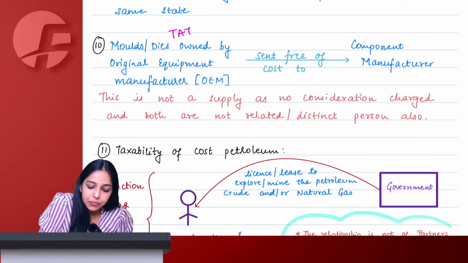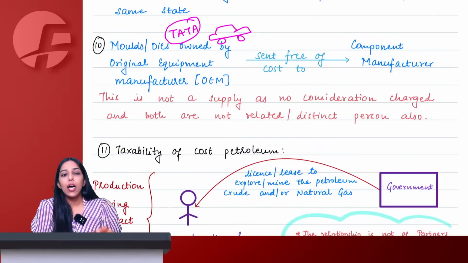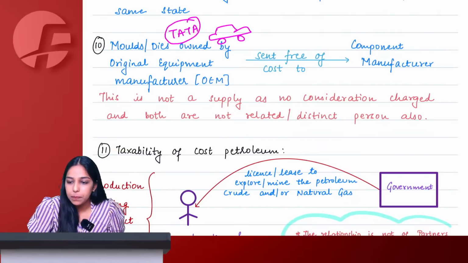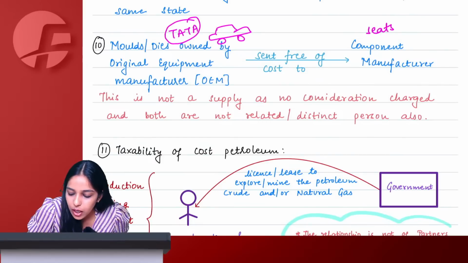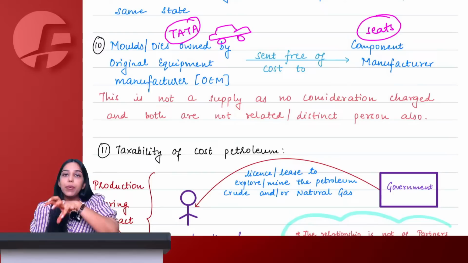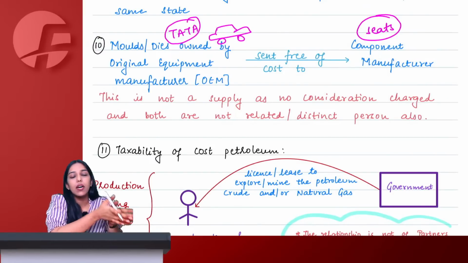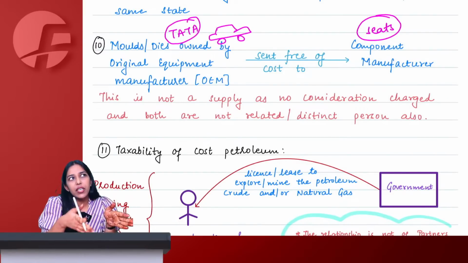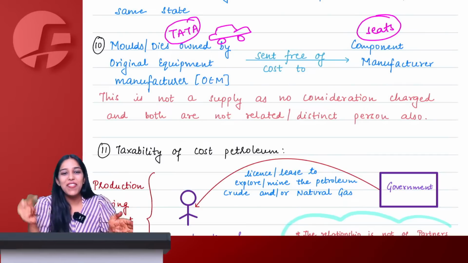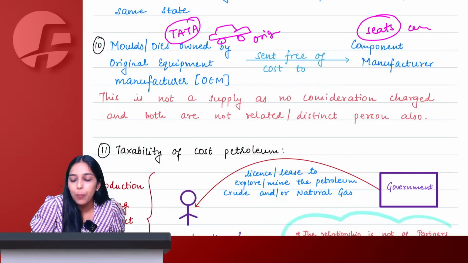Let us say Tata is making a car. Car is the original equipment. Now seats of the car are outsourced to a component manufacturer, which means this component manufacturer will make the seat and give it to Tata. Tata will simply fit the seat in the car. So car is the original equipment and seat is the component.